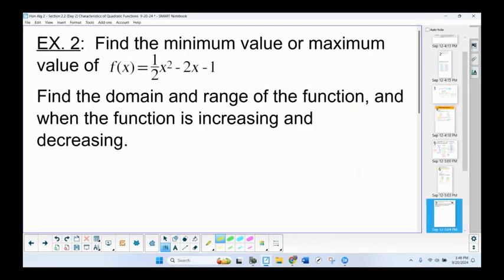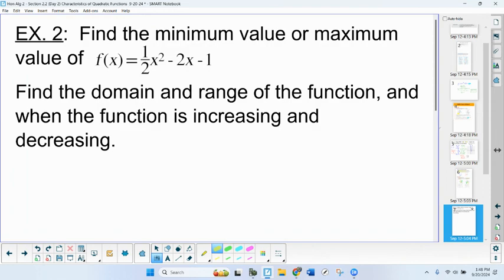So, minimum or maximum, is this one opening up or opening down? Why is it opening up? A is positive, so it opens up. So does it have a max or a min? Has a min. All right. Where does the minimum occur? The y coordinate of the vertex. Okay, so we got to find the vertex. But I got to find what before I can find the vertex? Axis of symmetry. Somebody said it.